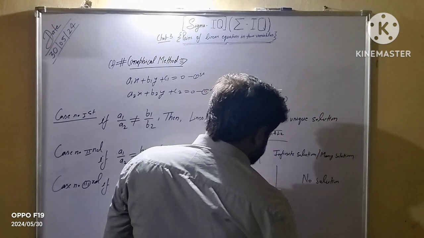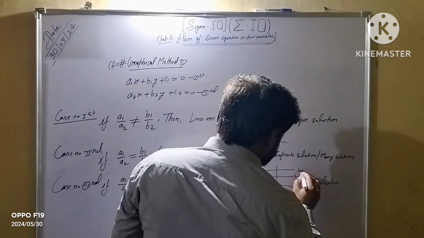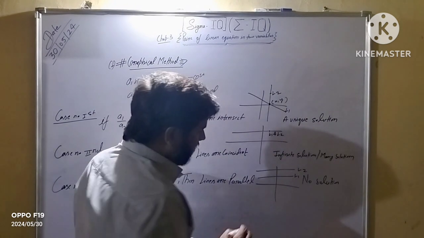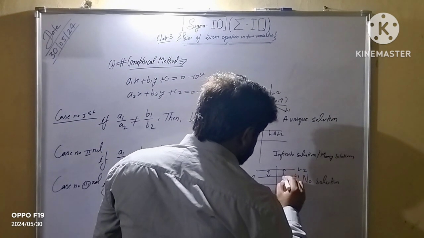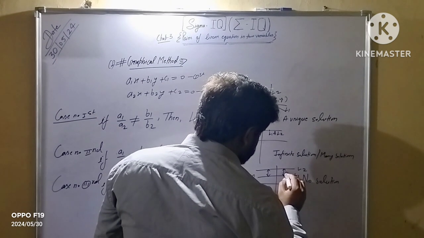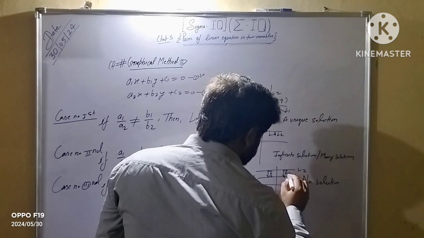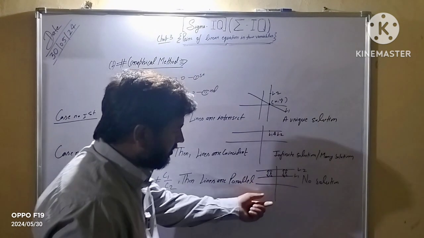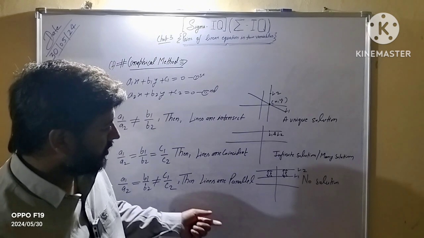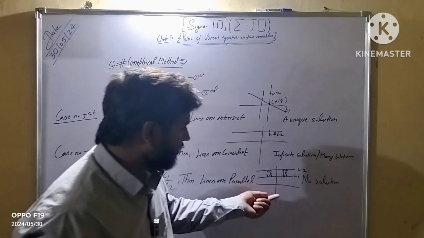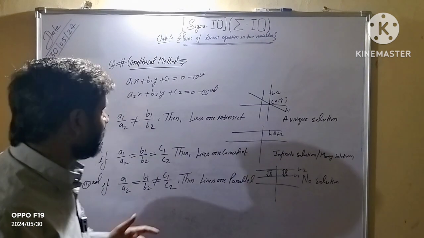See graphically, L1, L2. Both lines are parallel. Therefore, no intersection point, no intersection point, that means no solution. I think all three conditions clear to all of you.